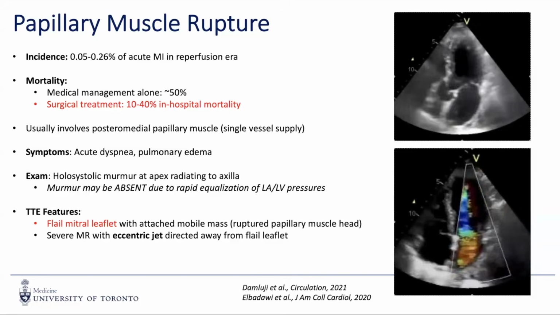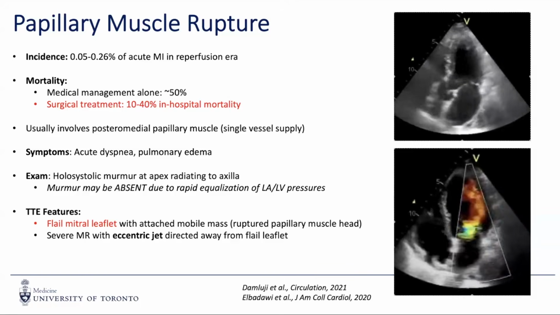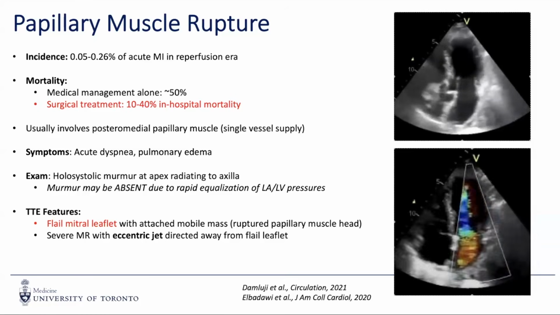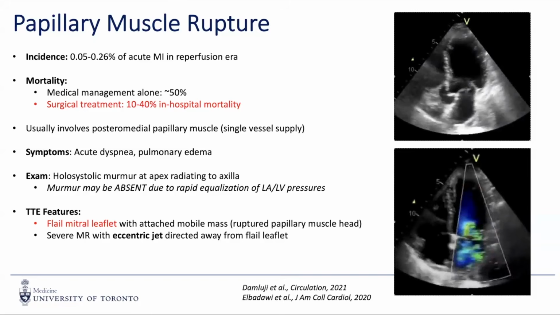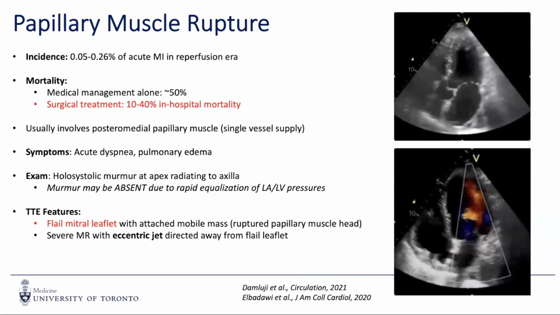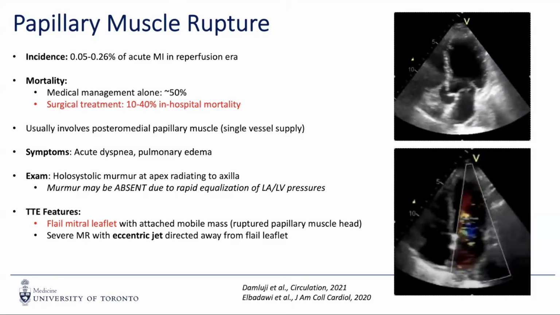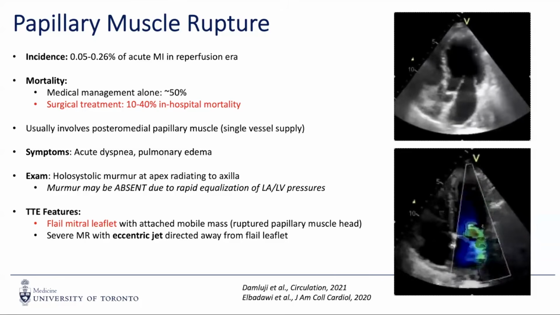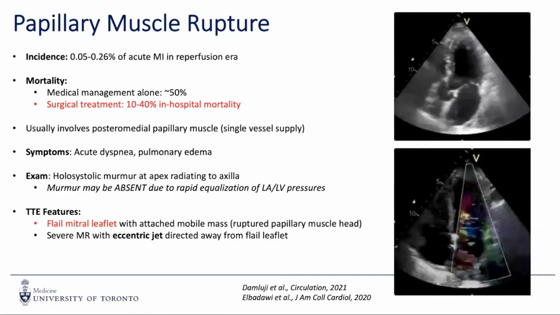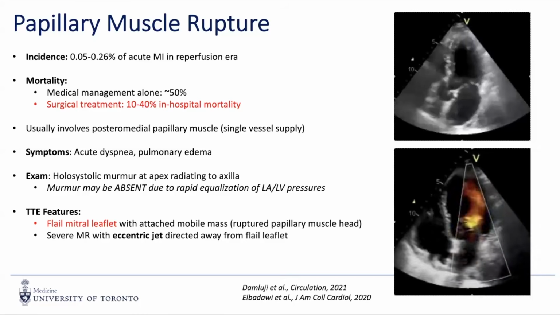You can often have a murmur, but it's important to understand that because the pressure is rapidly equalized, it can sometimes be absent. And on echo, you're able to appreciate a flail mitral leaflet with the attached mobile mass that's actually the papillary muscle itself. As we mentioned, both muscles attach to both leaflets. Most cases are usually partial rupture as opposed to complete rupture, so depending on which chordae are involved, you can have a certain leaflet flailing more than another.